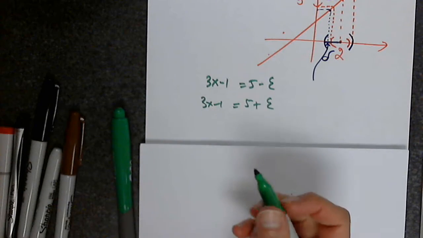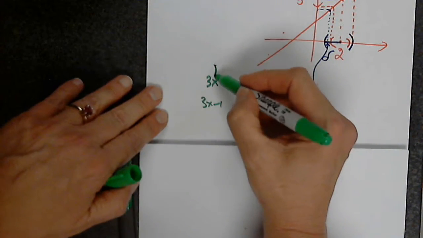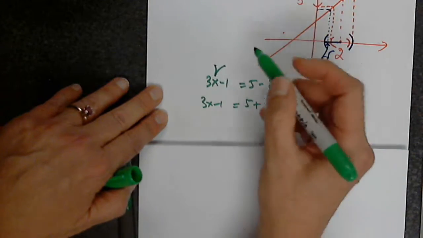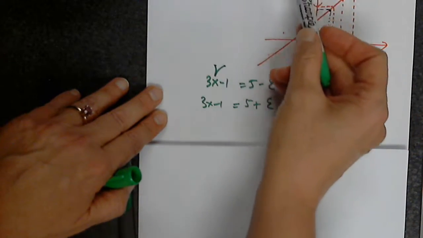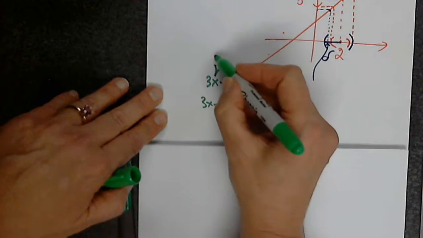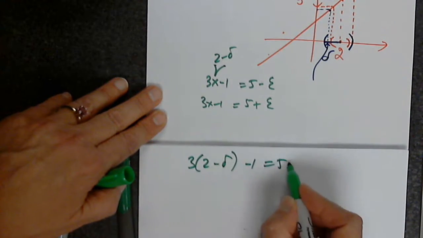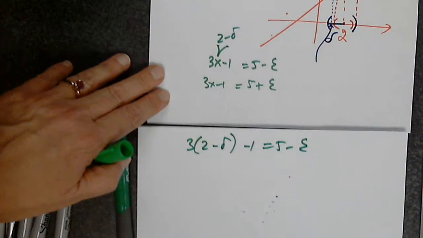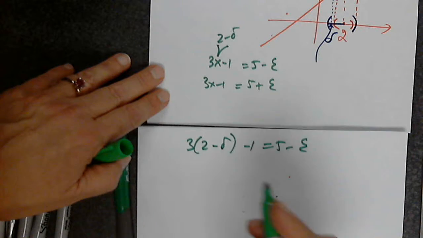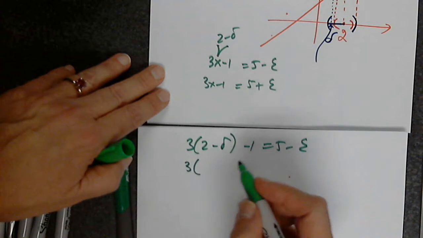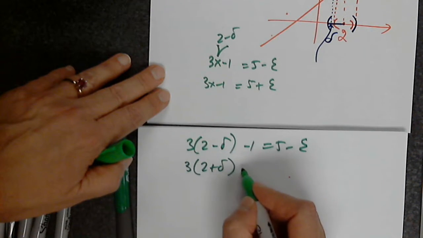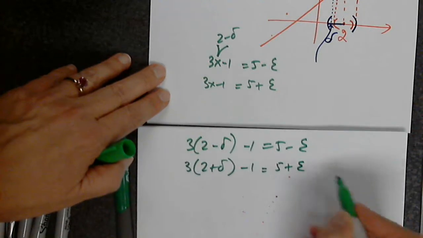So in this x, I have to plug in 2 minus delta for 5 minus epsilon. So 3 times 2 minus delta minus 1 equals 5 minus epsilon. You can plug in epsilon now, I'd rather plug it in at the end. And the other one is 3 multiplied by 2 plus delta minus 1 equals 5 plus epsilon.